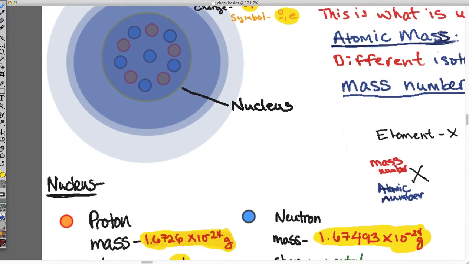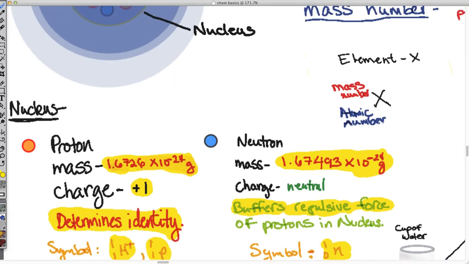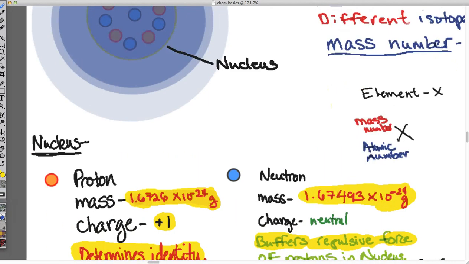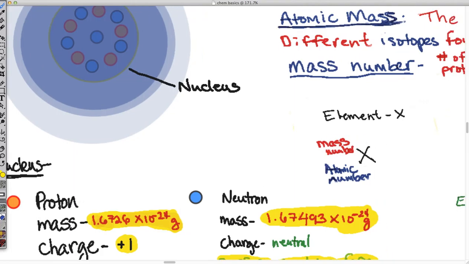So those are the basic subatomic particles that form the atom. You can go even further to a quantum level with quarks and neutrinos and antineutrinos and stuff like that.